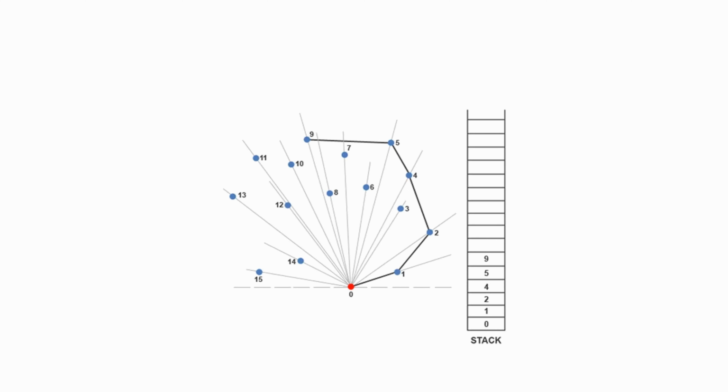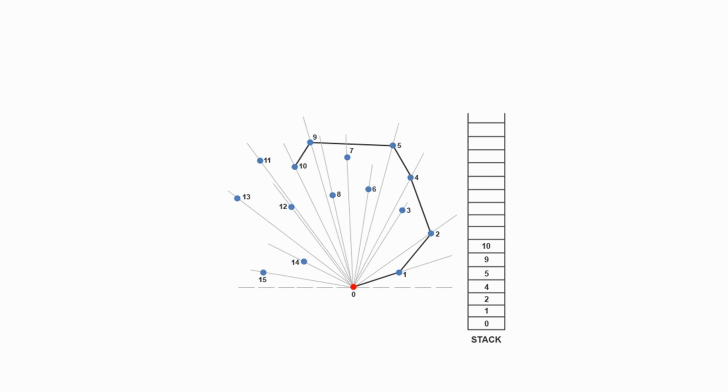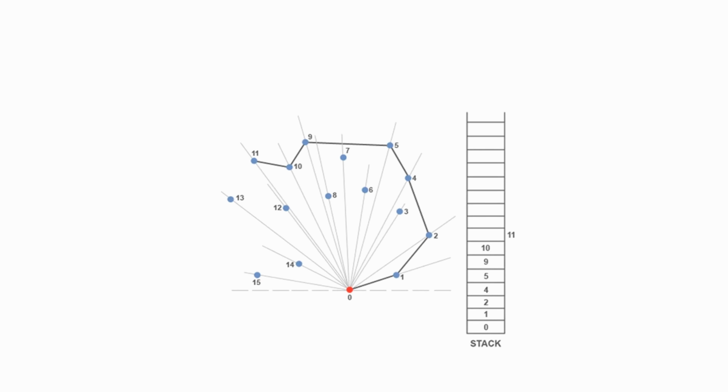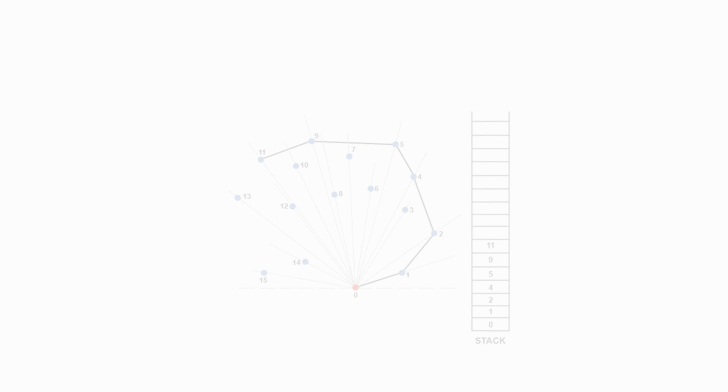Next, we make a left turn to get to point 10. Point 10 is currently part of the convex hull. A right turn is required to get to point 11 from point 10. Since a right turn is taken, point 10 is popped from the stack and the path to point 10 from point 9 is examined.